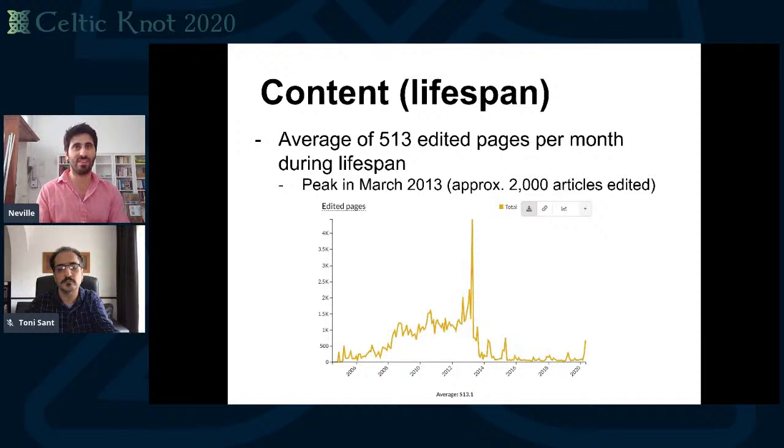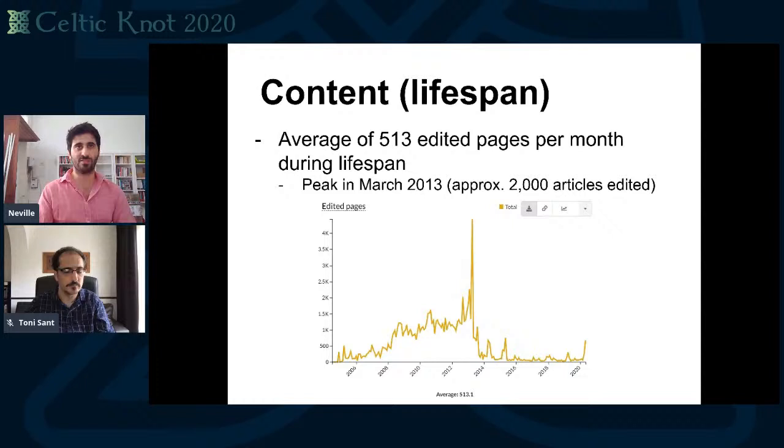And there was a peak in March 2013 where there were approximately 2,000 articles edited in that month. And then a huge, honestly unexplained spike in April 2013, when there were over 4,000 articles. But ever since then, it's been diminishing returns, really. And we've only seen a slight growth of late.